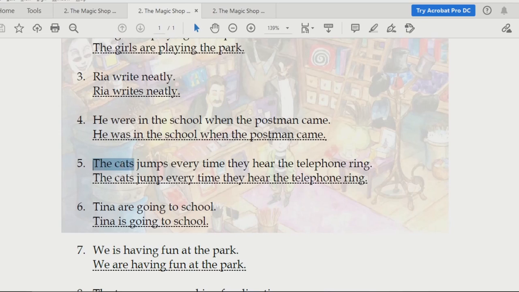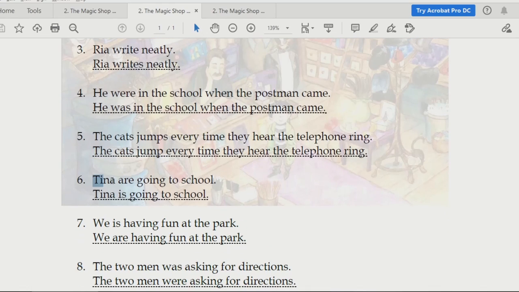Next one. The cats jumps. Dear students, you can see over here that we have S over here and S over here also. But please remember, cats is a plural form, jumps is a singular form. And let me tell you, cats is the subject, jumps is the verb. In any verb, if we have the letter S, you can automatically say that the verb is in the singular form. So you have to change this and you have to write the cats jump.